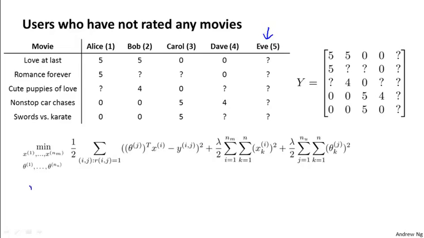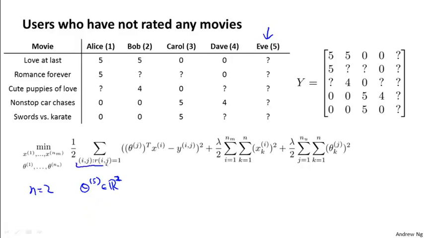Let's say that n is equal to 2, and so we're going to learn 2 features, and we're going to have to learn a parameter vector theta 5, which is going to be in R2. Remember, this is now vectors in Rn, not Rn plus 1. We're going to learn the parameter vector theta 5 for our user number 5, Eve.